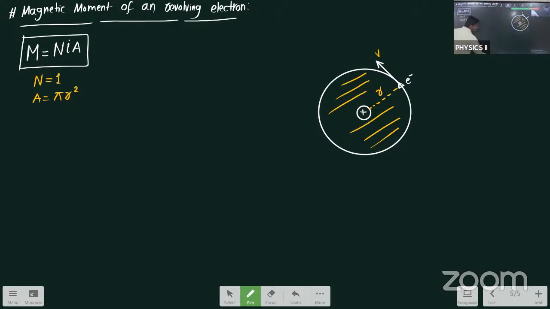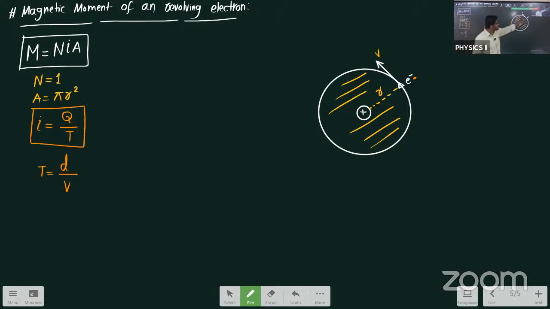We know that electric current is defined as the rate of flow of charge, that is, charge per unit time. Let us determine the time taken by this electron to start from this particular position and again reach this particular position. We know that velocity is distance by time, so I can write time t = distance by velocity.